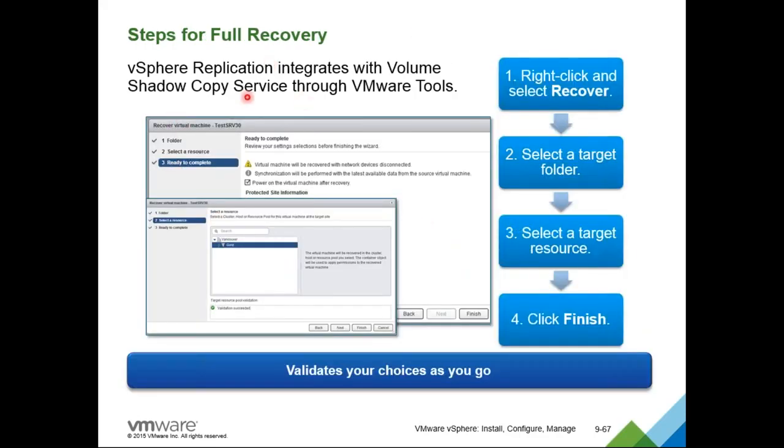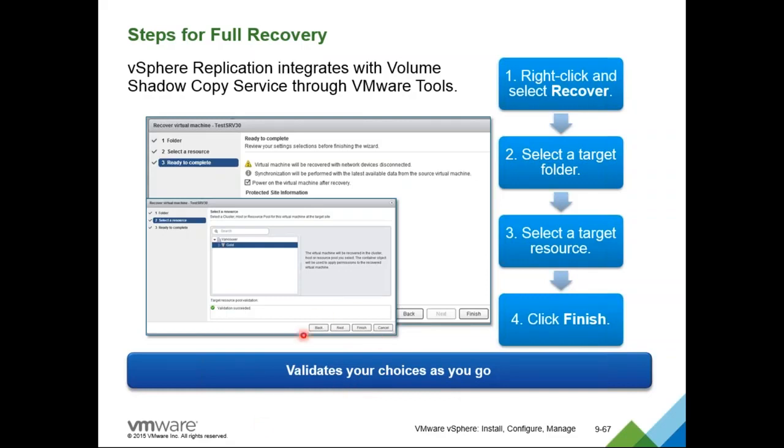Steps for full recovery using vSphere replication. vSphere replication integrates with the volume shadow copy service through VM tools. So VM tools are mandatory for your virtual machines which are enabled for the VR solution. Right click and select recovery of your virtual machine, and it will ask you for the target folder and target resource, then click finish.